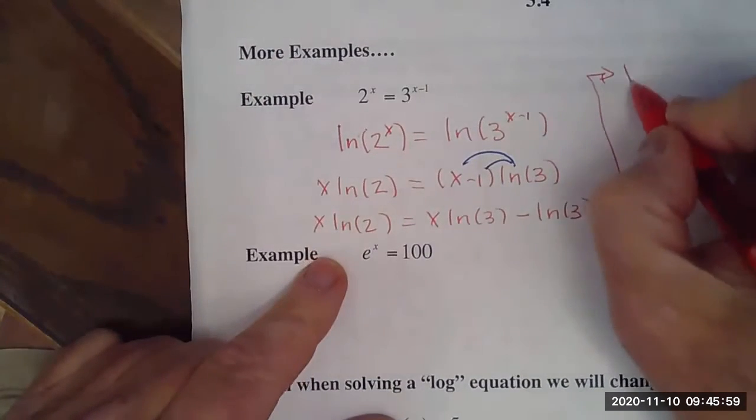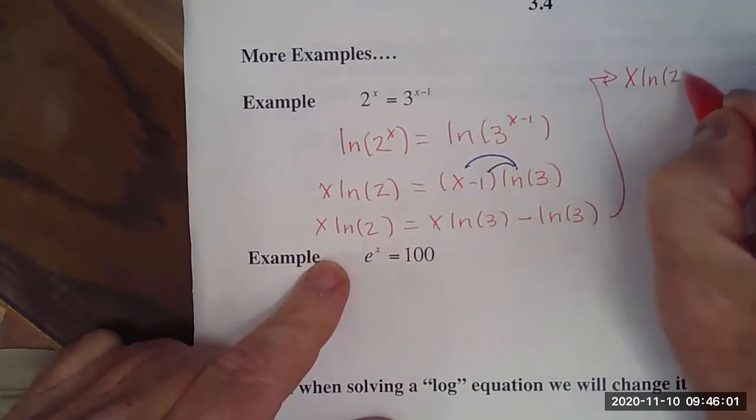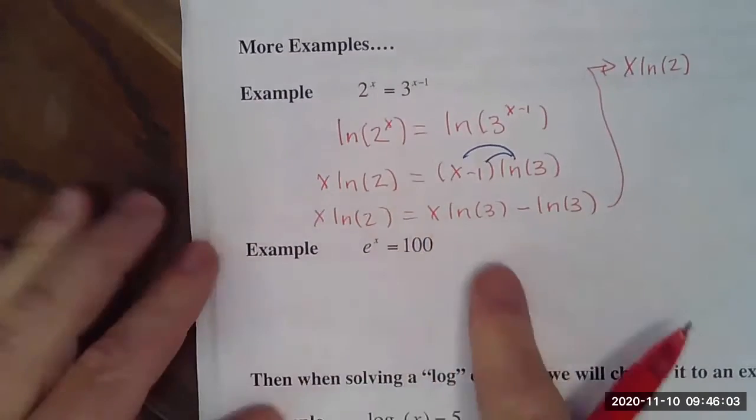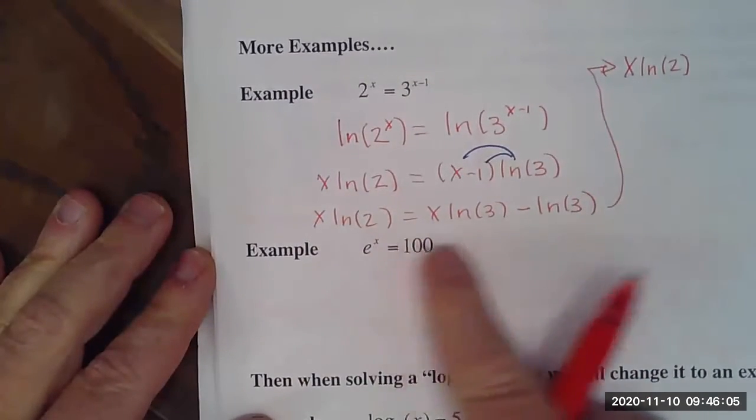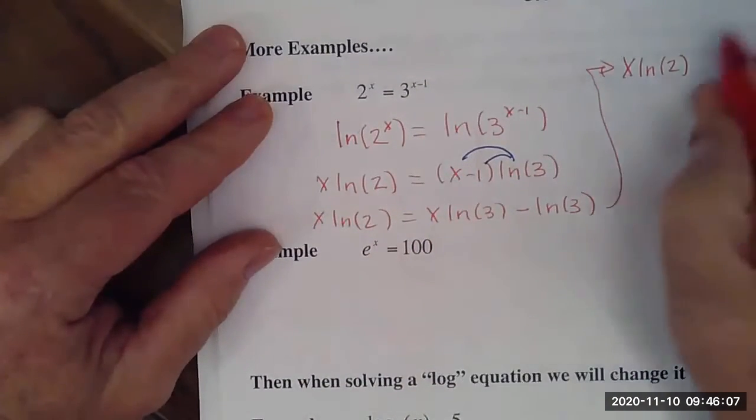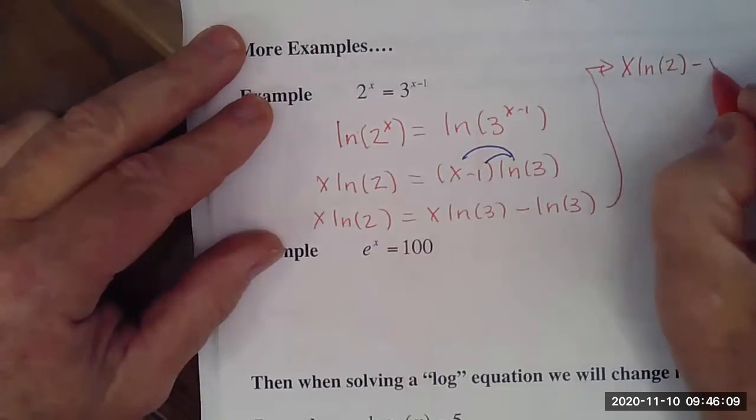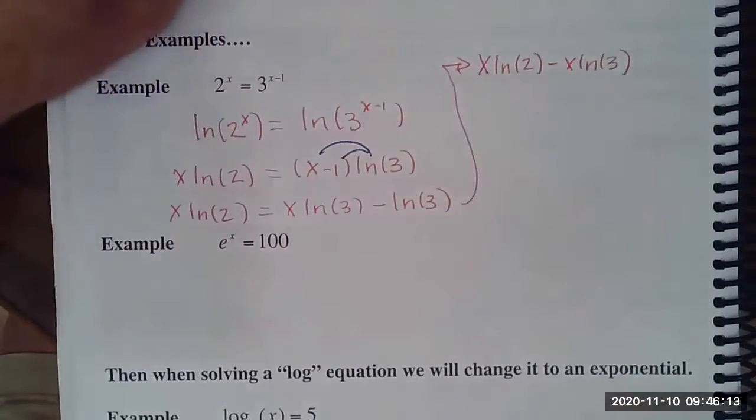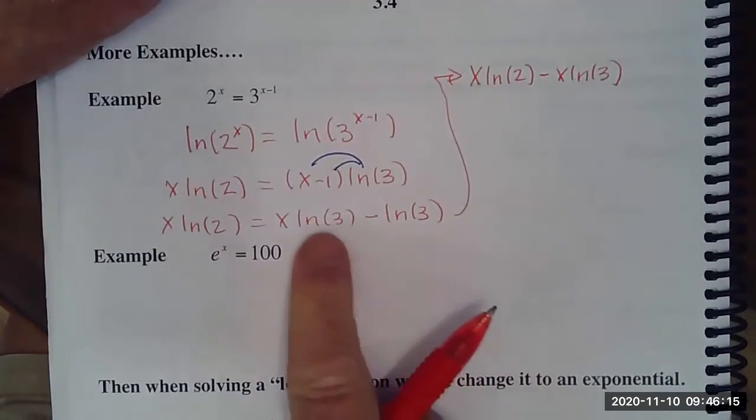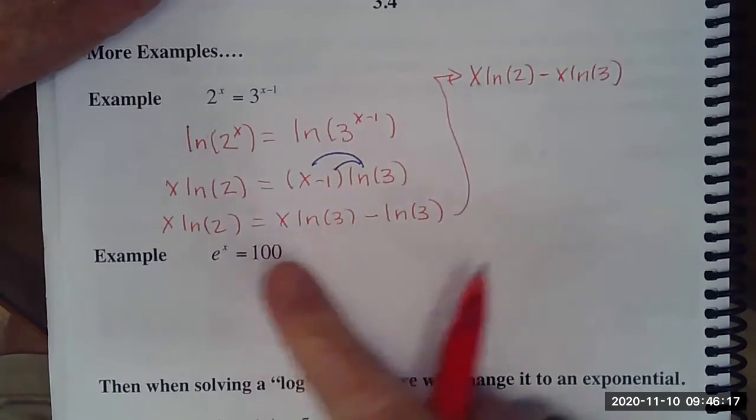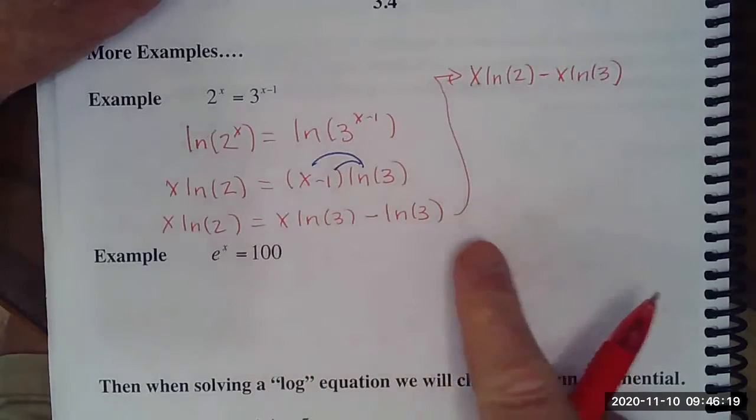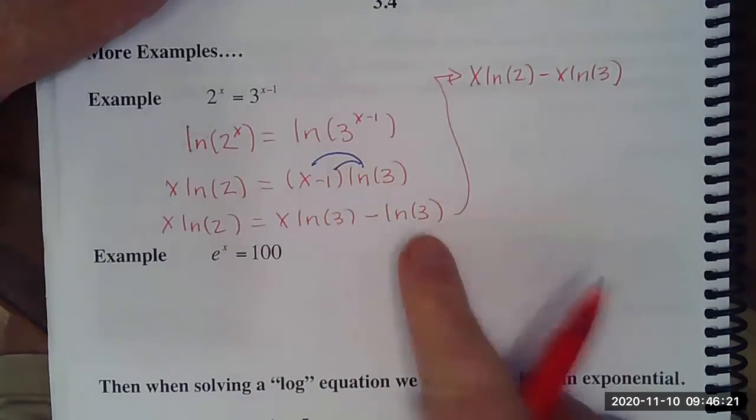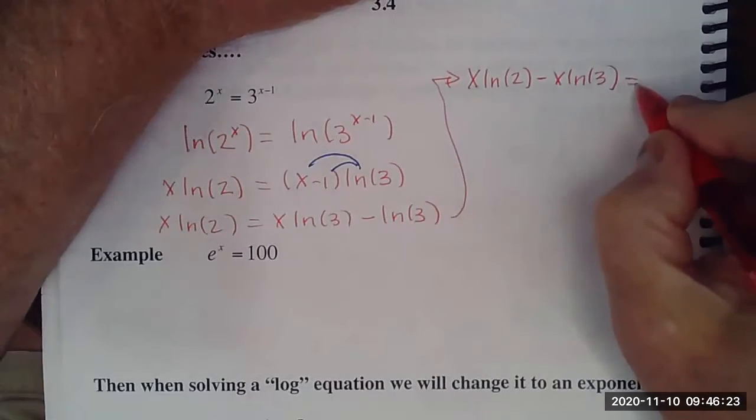So I have x ln 2, and moving this one over this direction is subtracting x ln 3. I took this one with the x and moved it to that side. And then I still have equals minus ln 3, or negative ln 3.